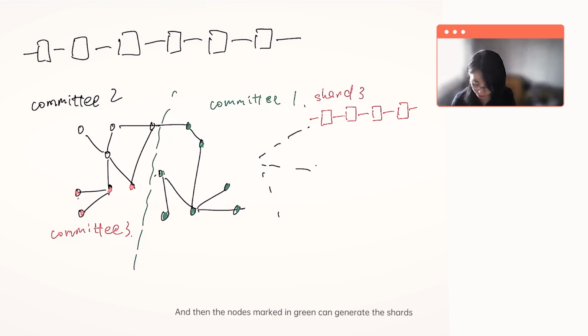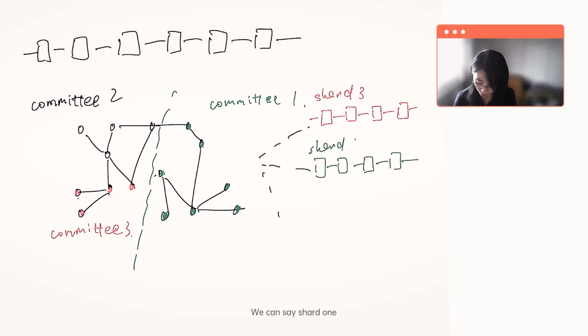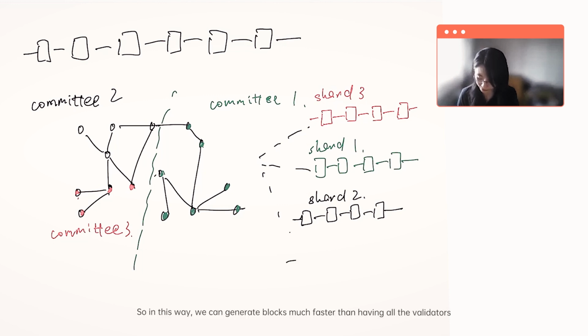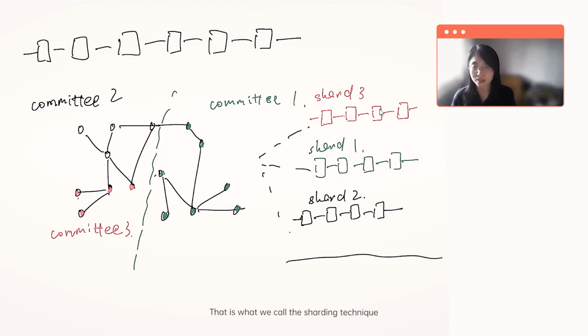And then the nodes marked in green can generate the shard we can say shard 1. And the nodes in black can generate another different shard, we say shard 2. So in this way, we can generate blocks much faster than having all the validators validating all the transactions. That is what we call the sharding technique.